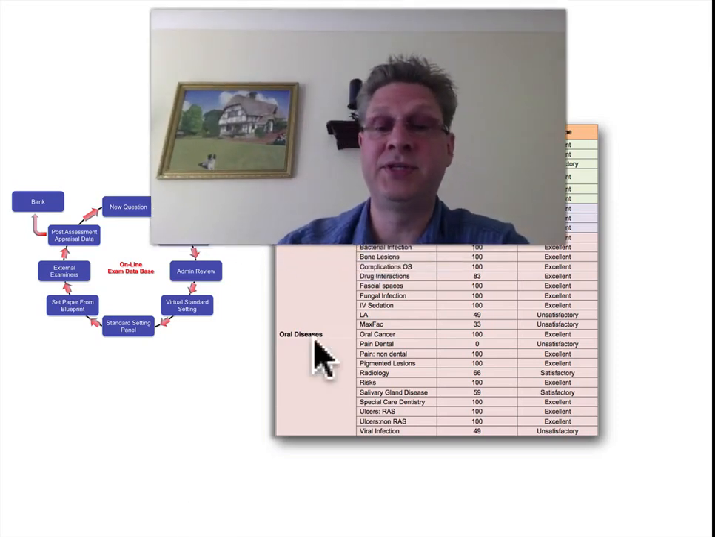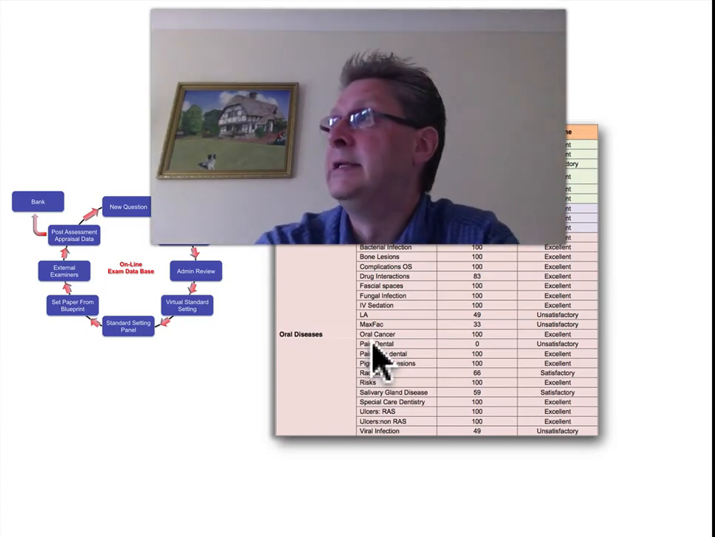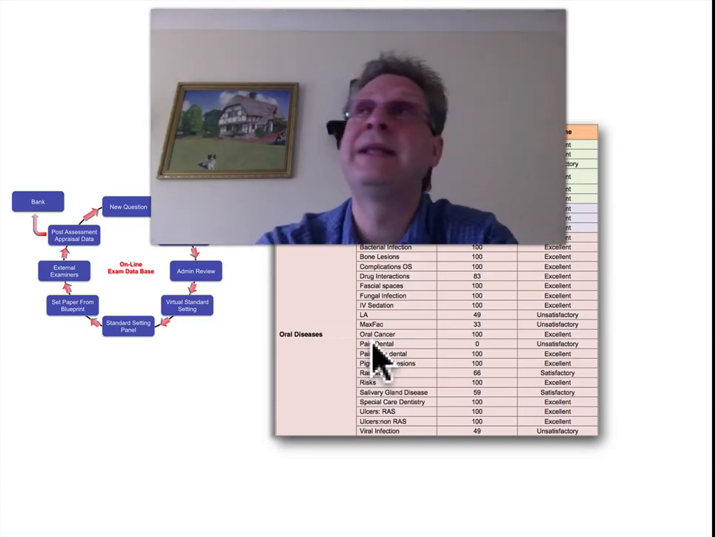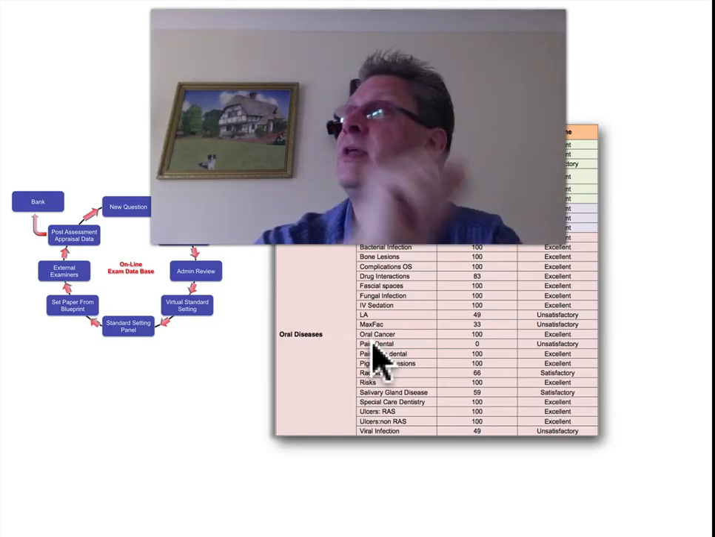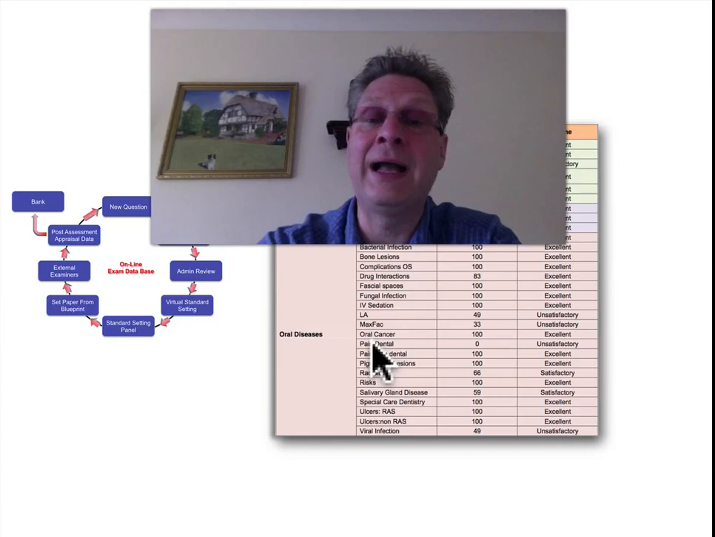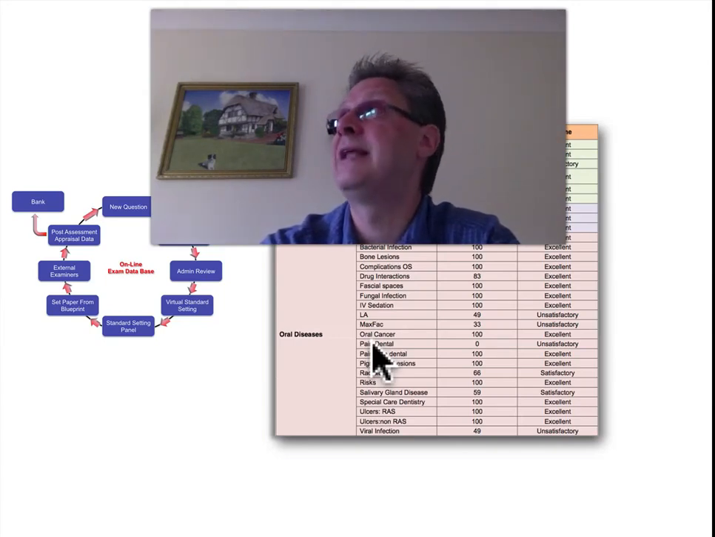For example, this is real data, and this student got 0 in all the questions on dental pain. I would suggest not knowing about dental pain is not a good idea for a dentist. So what their feedback tells them is they need to go back and look again at the whole of the information on dental pain because they don't know it well enough. And next time an exam is run, it'll be a different sample.